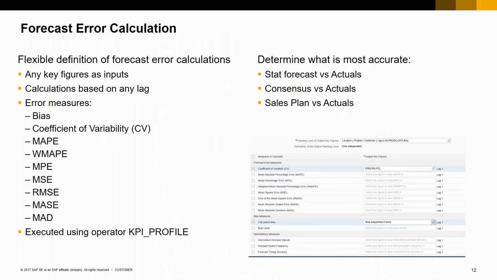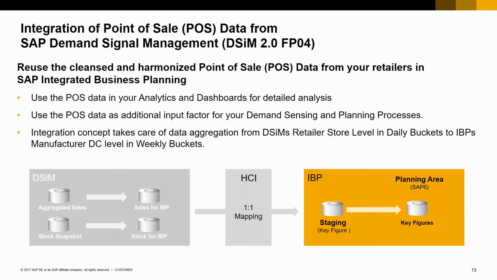There was also some discussion about forecast error calculation. So we have a whole range of forecast error calculations. Dr. Ramesh talked about the ones that he likes, and so we can do all of these. We can calculate these based on any lag. Any key figures can be used as inputs. So we can do things like statistical forecast versus actuals, your consensus demand plan versus actuals, your sales plan versus actuals, to look at things like, are you adding value as you're doing adjustments to it? So we can do any amount of these, and we can create different profiles to calculate those forecast errors for you. So I think that's a very important piece of functionality.